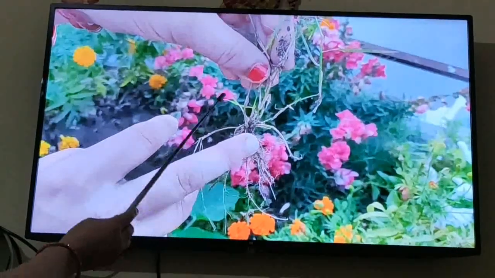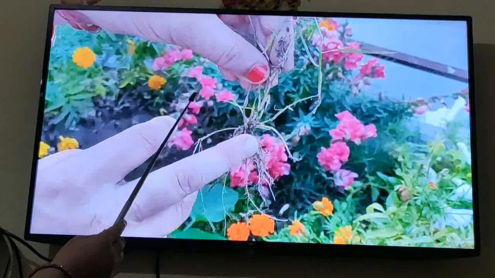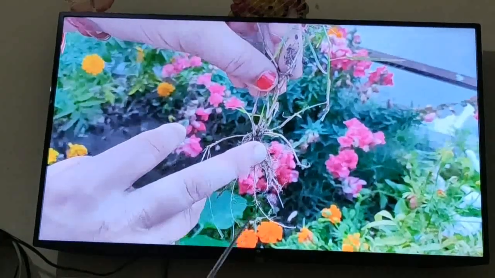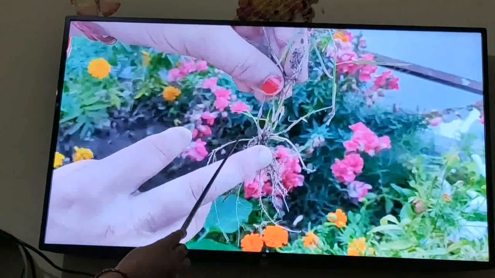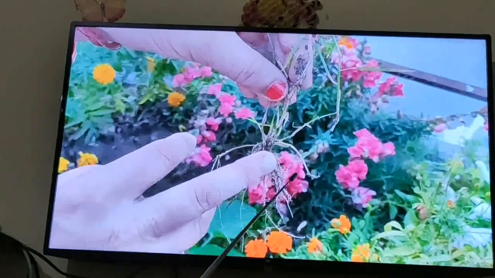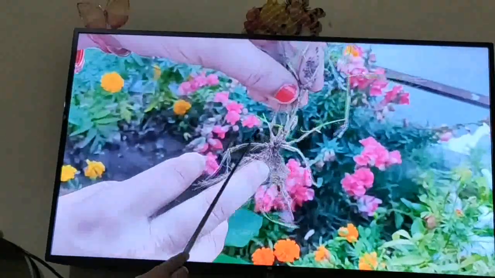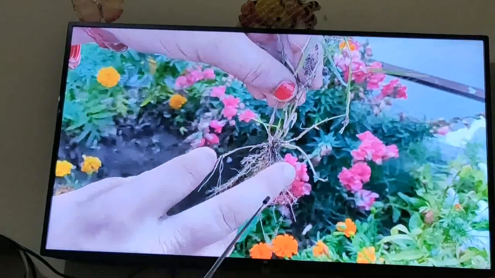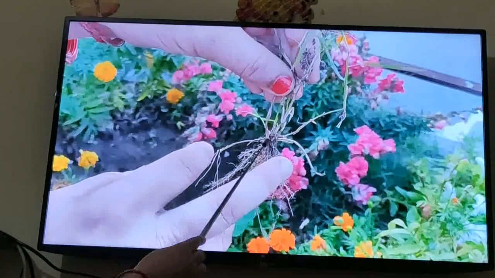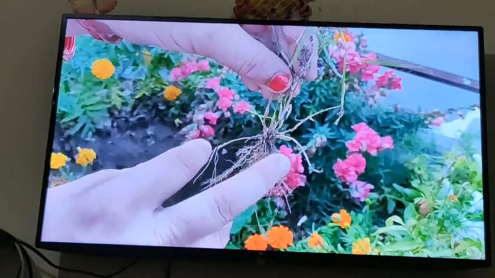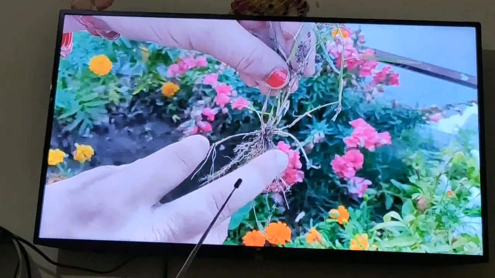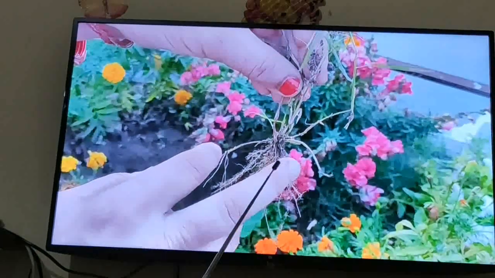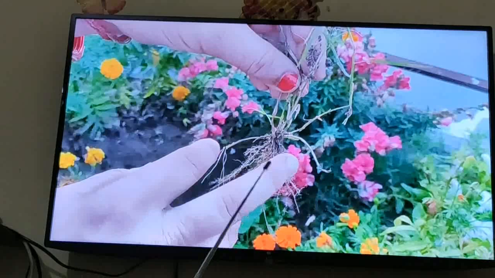Now the next is fibrous roots. Some plants do not have a main root. Look over here, there is no main root. So they have a bunch of similar roots called fibrous roots. Look, here no one root is coming out, only a bunch of roots are coming out from the end of the stem.